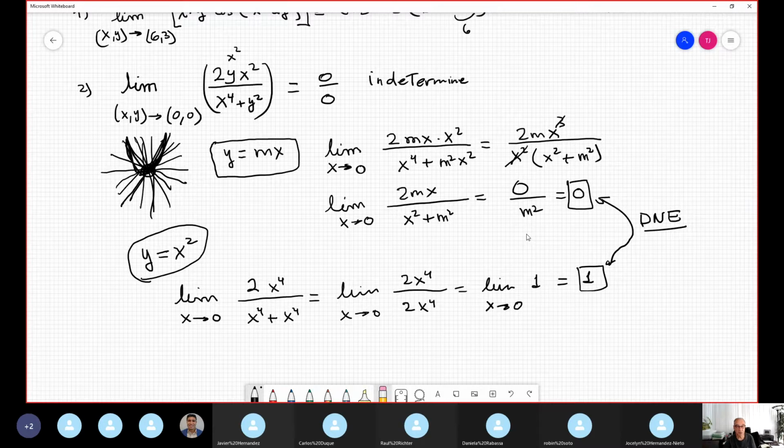get a completely different value than when you approach along a line or a parabola. Any question? Any question? Do you follow me? Do you understand? Super clear.